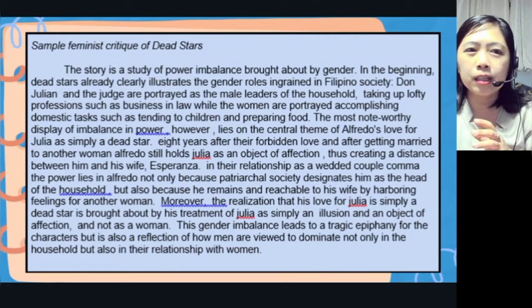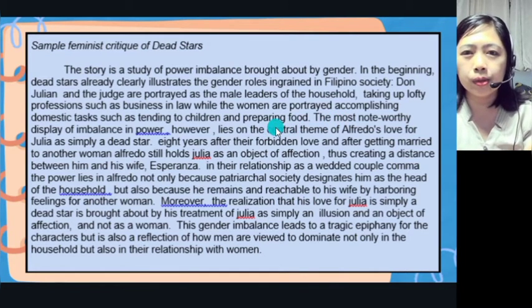At first, ang iyang gi-mention sa iya na obserbaran mao to ang posisyon sa lalaki o sa babae sa household o sa business related. Okay. So, iya din gi-relate sa story din nga to sa Dead Stars katong si Alfredo's love for Julia as simply a dead star.